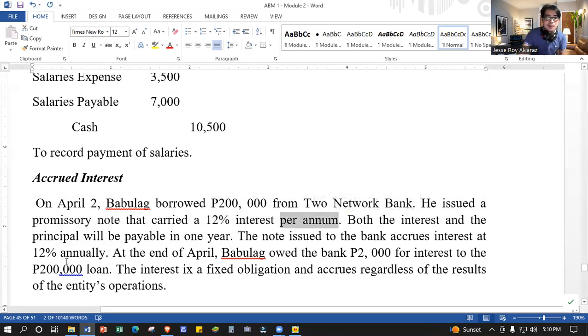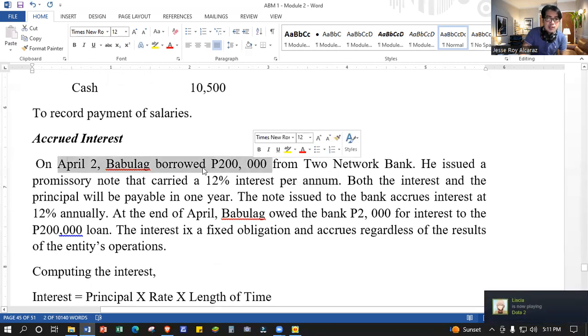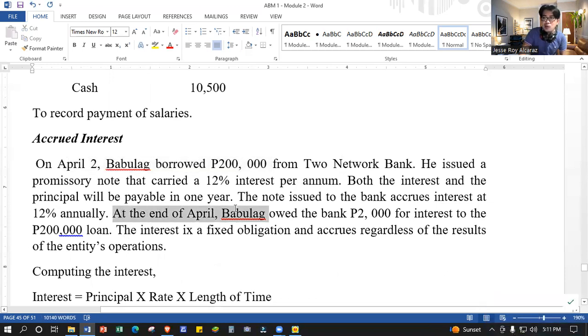Both the interest and the principal will be payable in 1 year. The note issued to the bank accrues interest at 12% per year. So, we borrowed 200,000 on April 2, and then at the end of April, we need to record accrued interest, because at the end of April, we already have interest incurred. So how much? Okay?